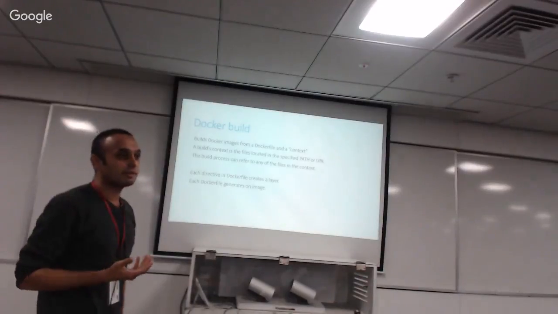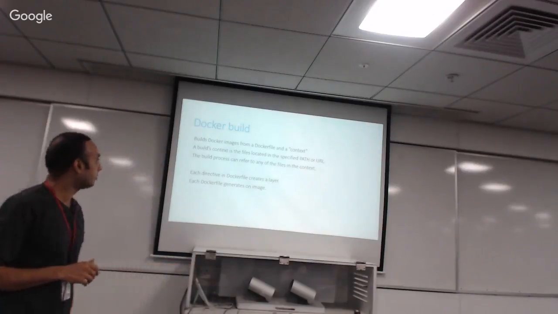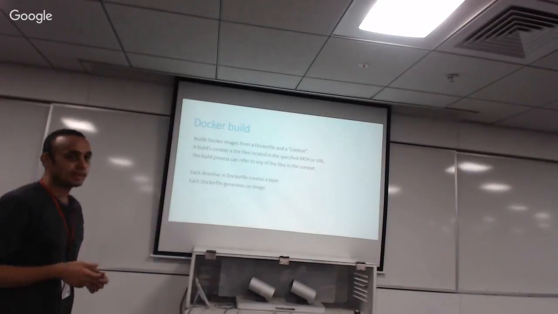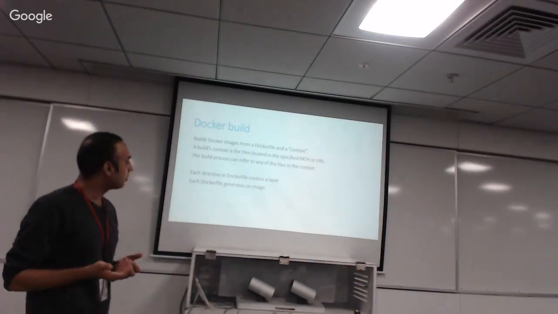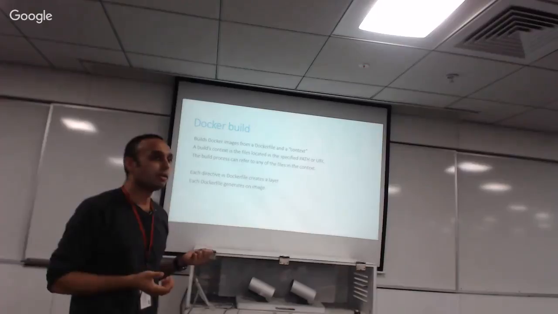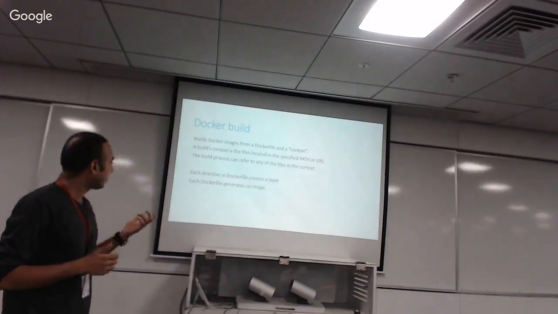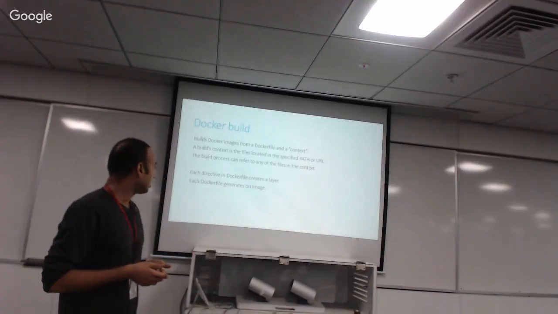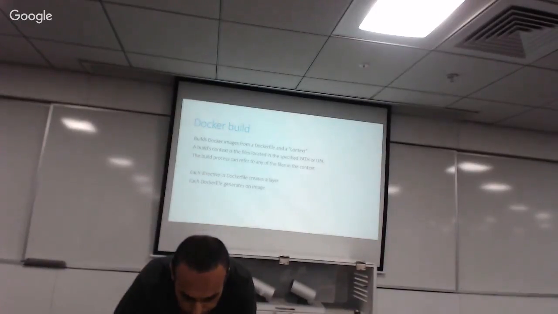I'll start with the basic Docker build. Usually it builds images from a Dockerfile and a context. We'll see what the context is. The context can be specified as a path, and the build process can refer to any file or folder in the context. So the idea remains the same for multi-stage also. This is a regular build, but it is extended slightly. That's the difference. Each directive in a Dockerfile creates a layer, and each Dockerfile generates an image which contains multiple layers. So I just create one image.